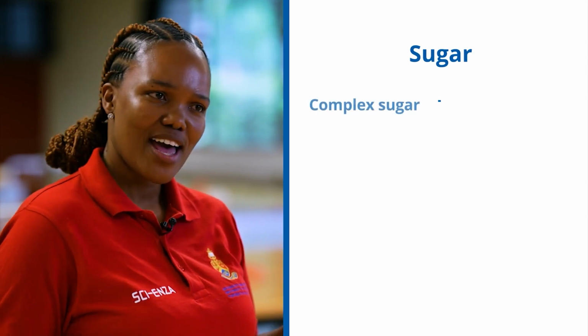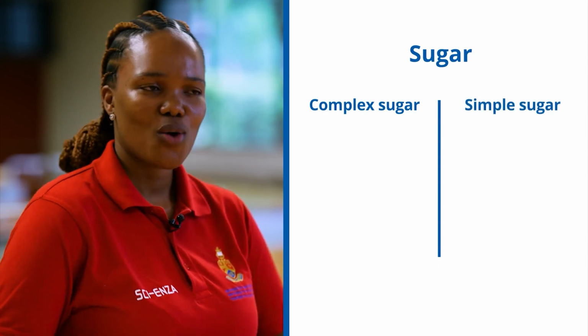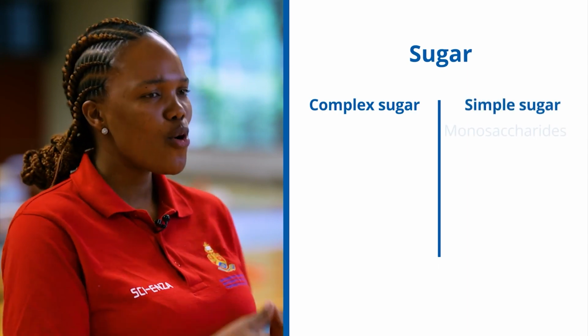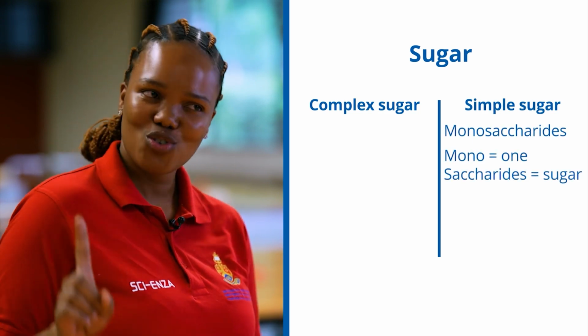So today our main focus is starch. That falls under carbohydrates. So one would ask, what is starch? I will break it down for you, starting with sugar. Right. We have 2 types of sugars. We have the complex sugar and we have the simple sugar. Under simple sugar, we have what we call the monosaccharides. Mono means 1, saccharides means sugar.